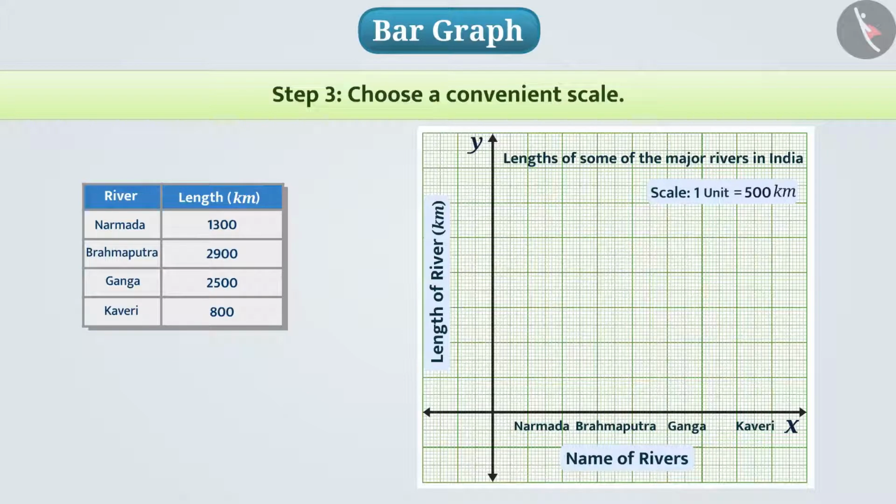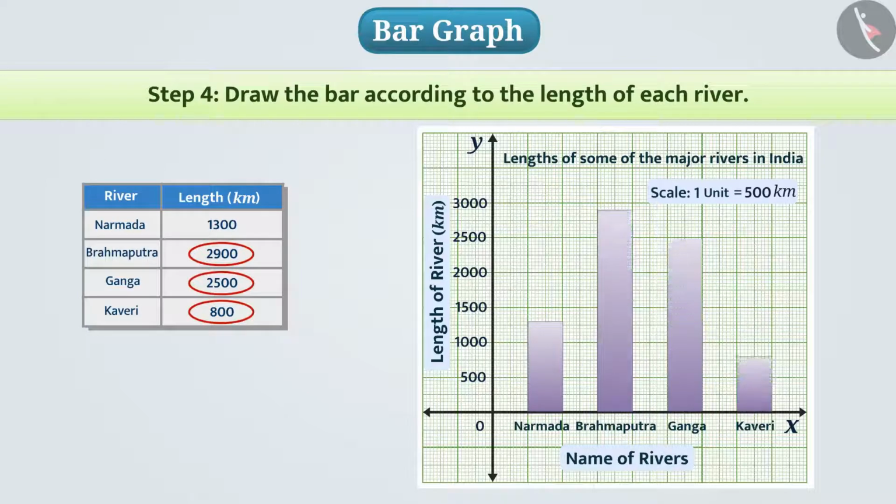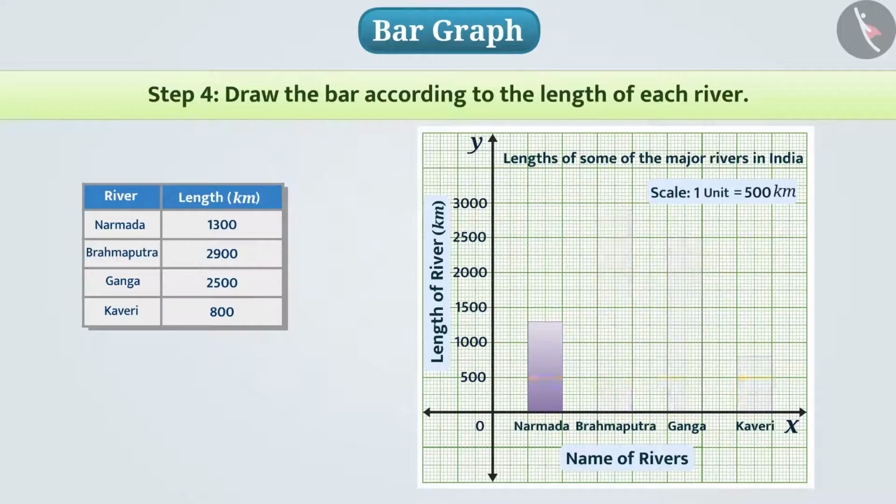We will show numbers on the y-axis according to the scale. Now, we will draw the bar according to the length of each river. For example, here we have drawn a bar denoting the length of Narmada river at 1300 kilometers. Similarly, we will represent the lengths of all rivers as bars. Remember that the bars should have the same width and should be equally spaced.